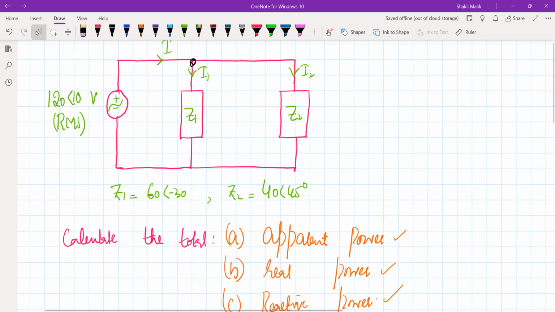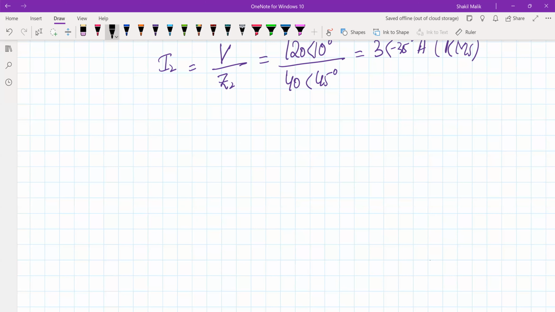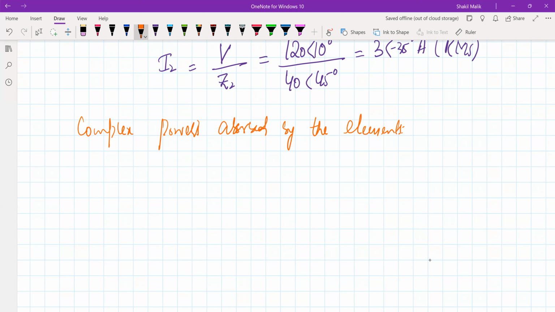Let's name them I1 and S1 and S2. So the complex powers absorbed by the elements we termed as Z1 and Z2.